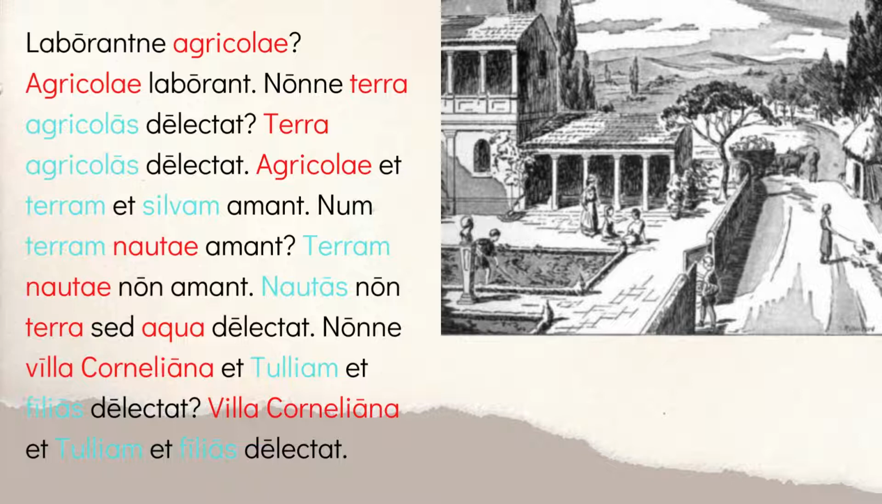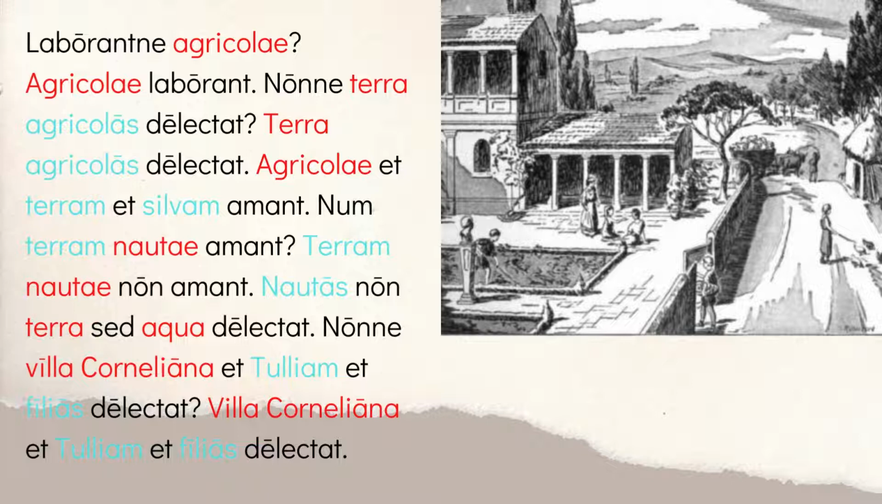Agricolae et terram et silvam amant. So your subject is agricolae, the farmers. What are they doing? Amant, they like or they love. What do they love? Terram, or in this case, et terram, et silvam. Remember, et means both and. So you're saying both the terram, the ground, and the woods, the silvam, right? They love both of them, right? Just outdoorsy people is the idea because they're farmers.